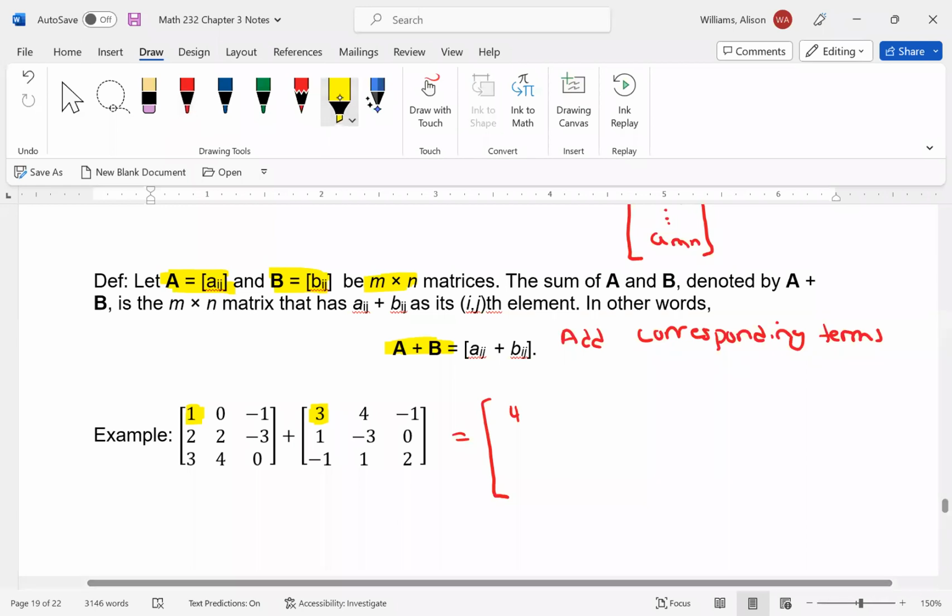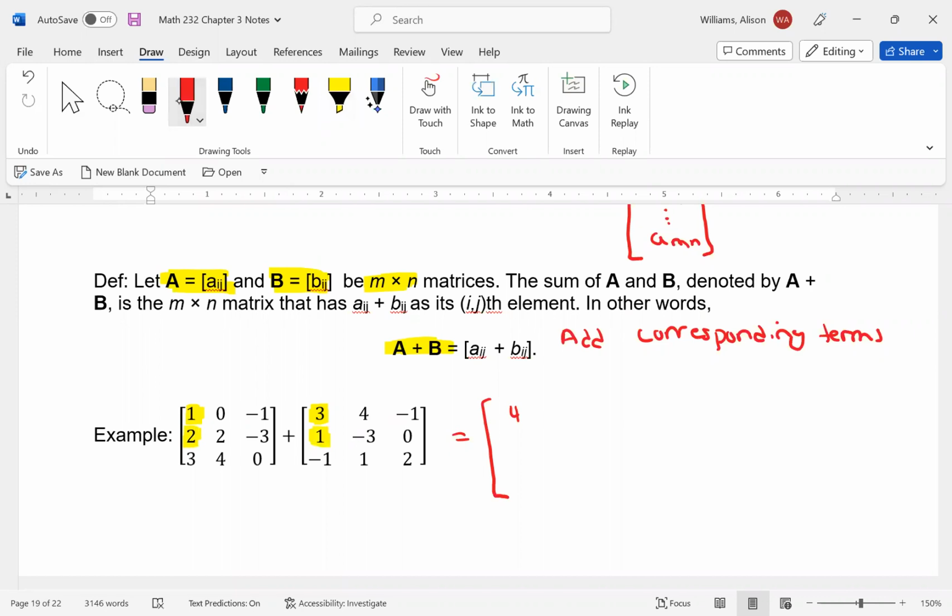And then I can add second row, first column. That's going to give me 3. And then I can do third row, first column. And that's going to add up to 2. All right, I think you get the idea, right? Go ahead and continue adding them up. I'm going to write the answers down, and then you can check. Make sure you match.